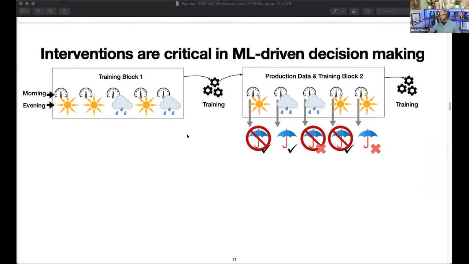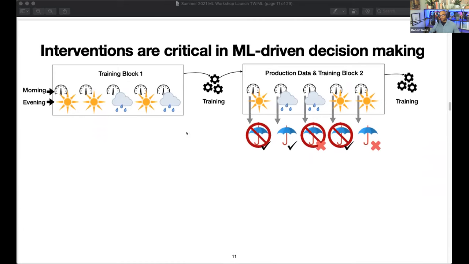One of the things that a previous student came up with from the workshop is that we're using machine learning to drive decisions, but it's very, very difficult to think of a machine learning problem, a prediction problem, where the decision that you make doesn't affect future training data.